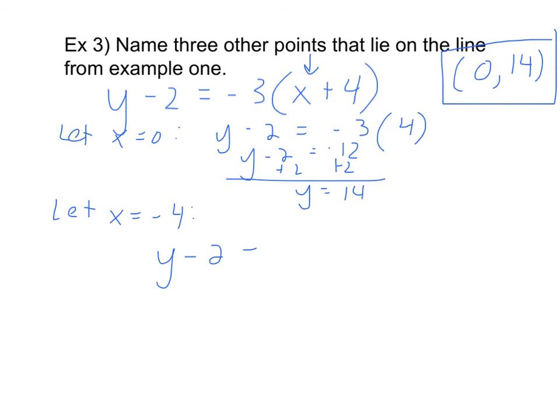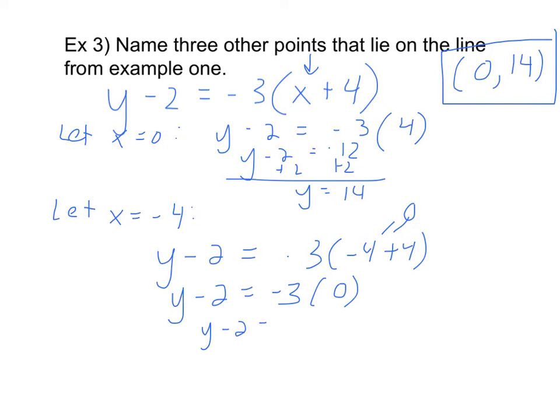We'll rewrite the entire equation again, but in place of x now, we will substitute in a -4. You might be wondering, well, why did he choose -4? Well, -4 plus 4 makes 0, so this will be really nice. I have y minus 2 equals -3, and PEMDAS says we'll do these parentheses, which I said just make 0. 0 times anything is 0. -3 times 0 is just 0. Okay, so y is 2 when x is -4.